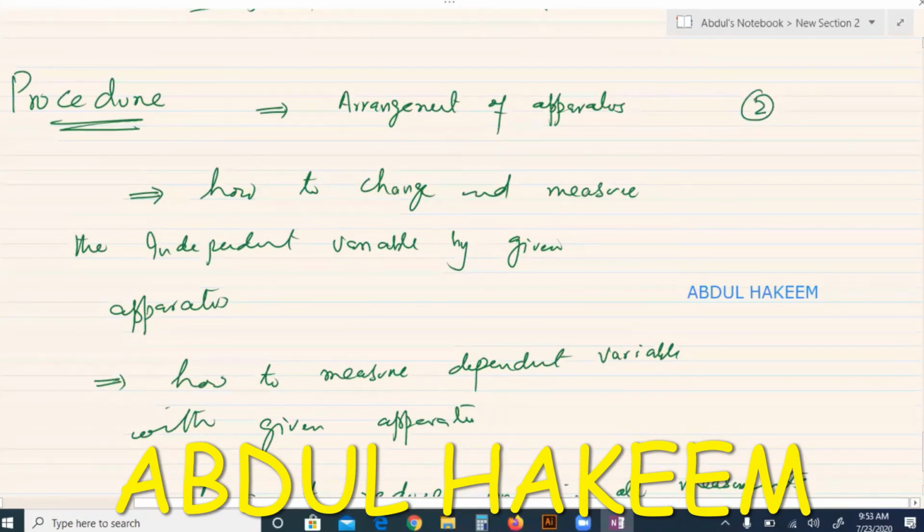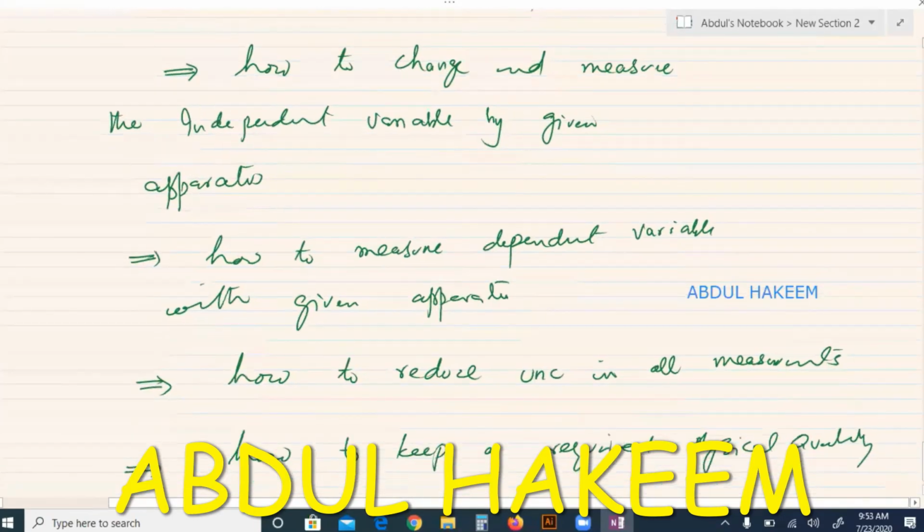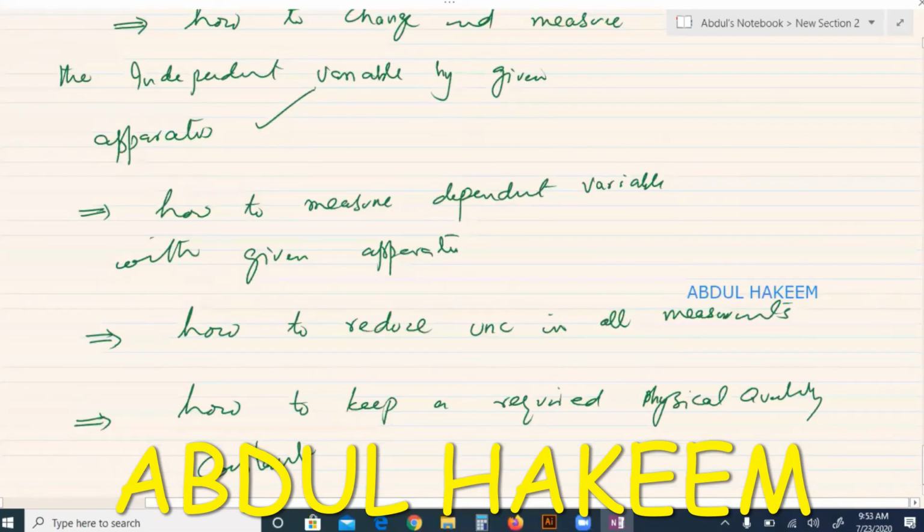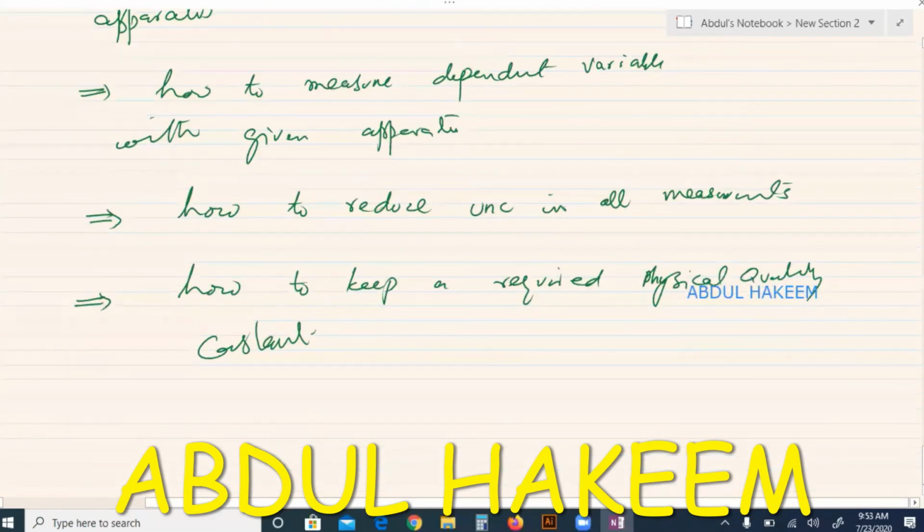So in this procedure, we have to write the arrangement of the operators. So just simple statement, operators is assembled as shown in the diagram. How to change and measure the independent variable by the given operators, and how to measure the dependent variable with given operators, first independent, then dependent, and how to reduce the uncertainty in all measurements, and how to keep the required physical quantities constant.